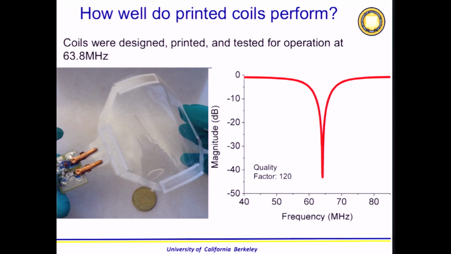We have to see if we can tune. This was designed for 1.5 Tesla, and that operates around 64 megahertz. So you can see here that we can tune to the exact frequency that the machine needs. But the ultimate testing is really imaging.